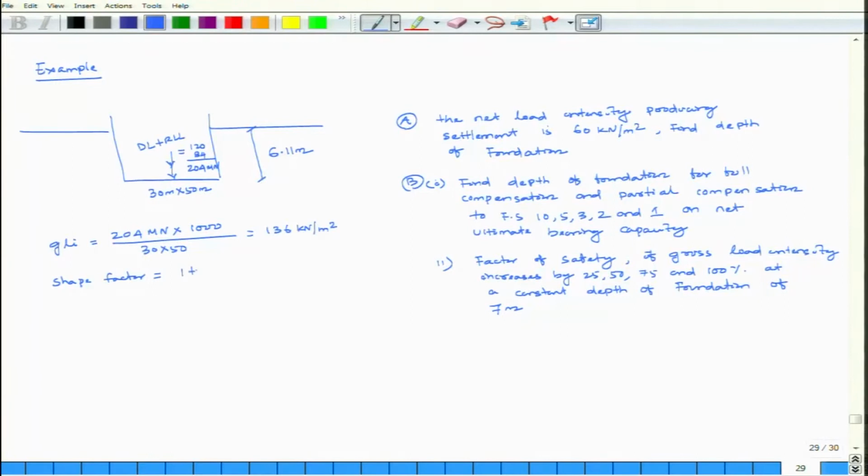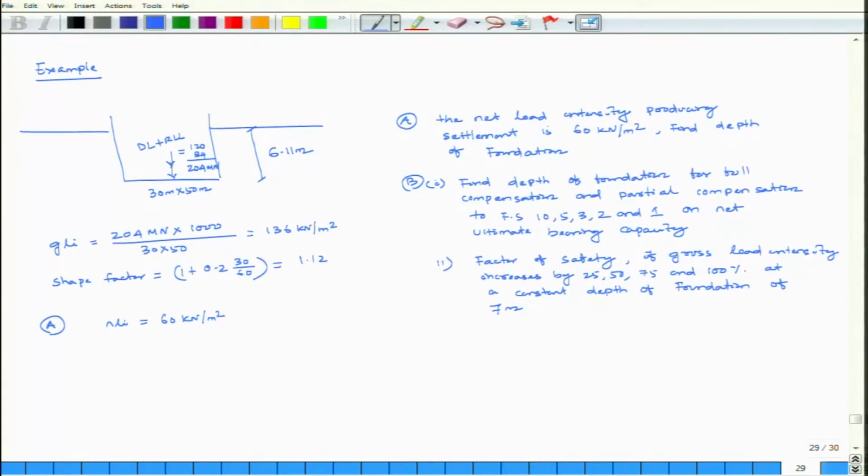Shape factor is equal to 1 plus 0.2 times 30 by 60, which is equal to 1.12. So, start with part 1A. For net load intensity, what is given? Net load intensity is given as 60 kilonewton per meter square.